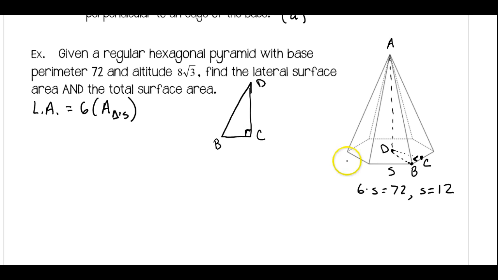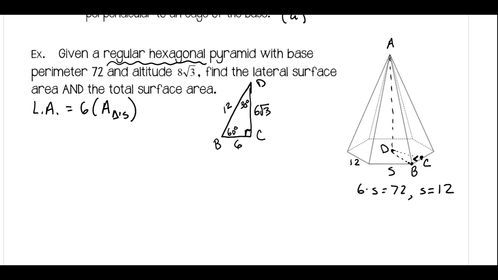Since each side of my base was 12, I know that BC over here has to be half of that, so that's going to be 6. And since it was a regular hexagonal pyramid, I know when I draw this triangle, it's going to be a 30, 60, 90, where that's my 60, and that's my 30. So this radius has to be 12, and this apothem has to be 6 root 3.